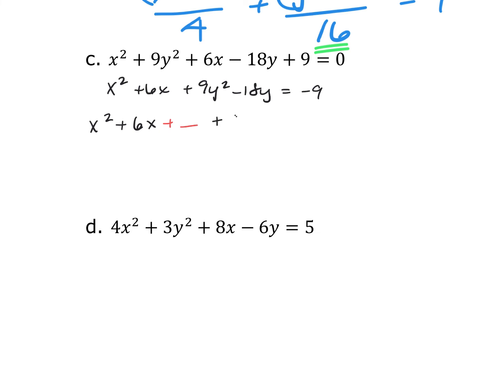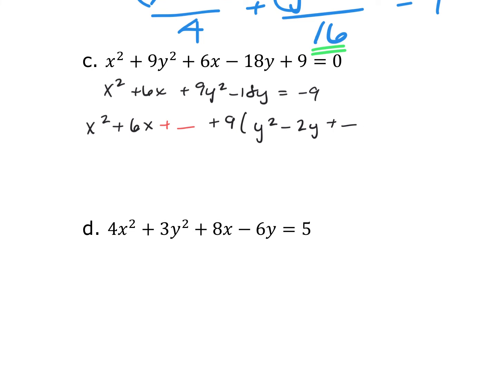Now here I have to factor out a 9 because in standard form I need to have my y squared have a coefficient of 1. So I have y squared minus 2y plus something is equal to negative 9. So I'm going to do that plus something in blue.